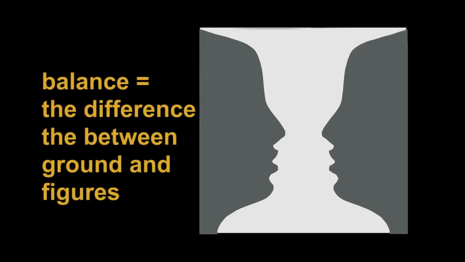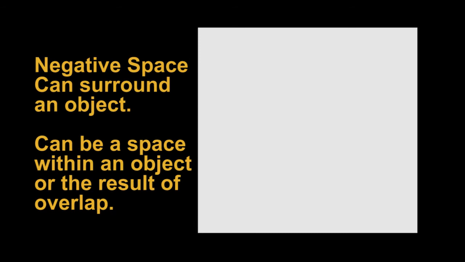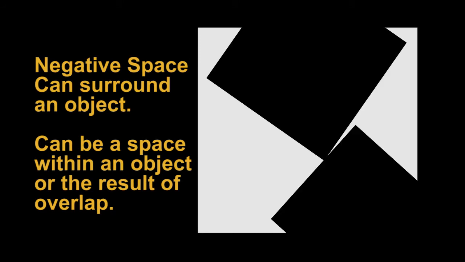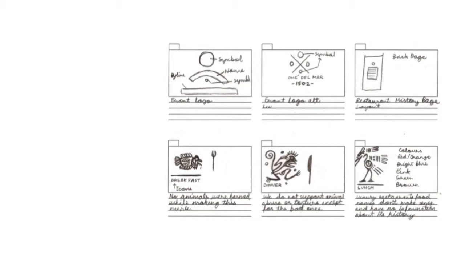So we're looking at the balance between figure and ground, which is determined by the amount of ground that we leave around the figure that we place into our space. That ground sometimes is referred to as negative space, but really negative space is space that can surround an object. It can be inside an object. When you overlap 2 objects and you reverse out the overlapping portion of it, that can be considered negative space also.